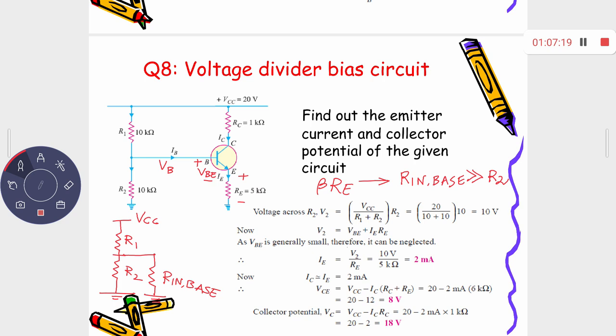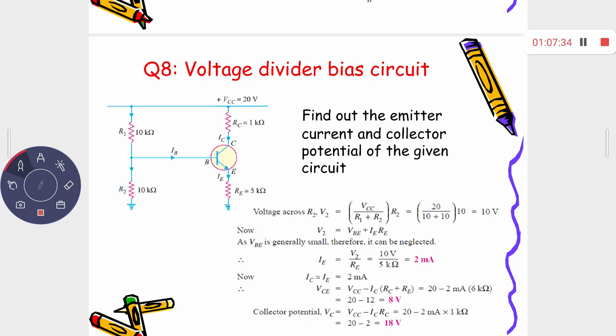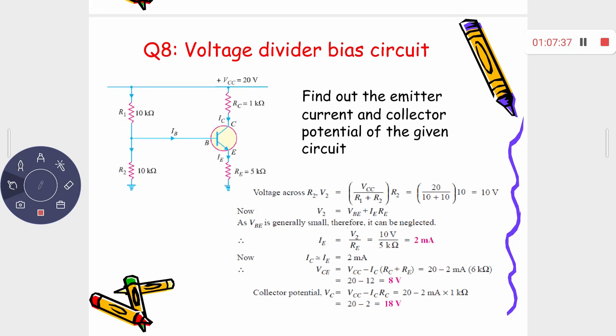Typically it should be V2 minus VB. It should be V2 minus VB. V2 minus VB upon R. Right.